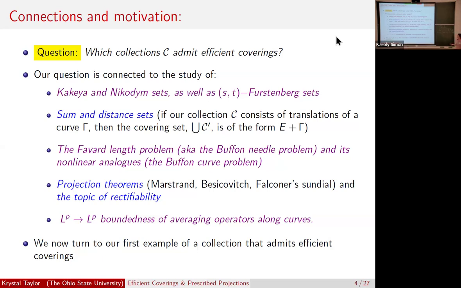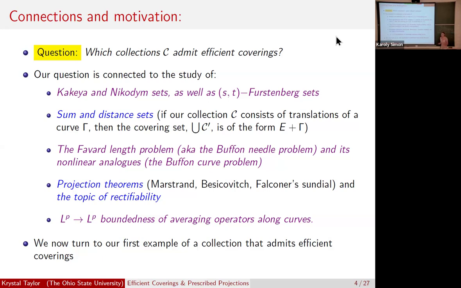Besicovitch's theorem in particular says that if you have a rectifiable set, then average projection length can detect rectifiability. Rectifiability is a notion that tells us in some sense how much our object resembles a smooth curve. Okay. It's also related to L^p boundedness of operators along curves. So we'll take a look at these things as we go.